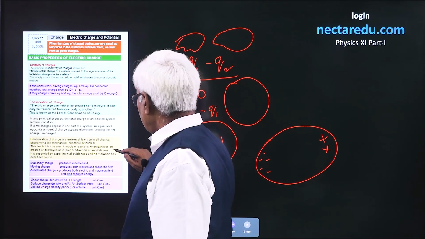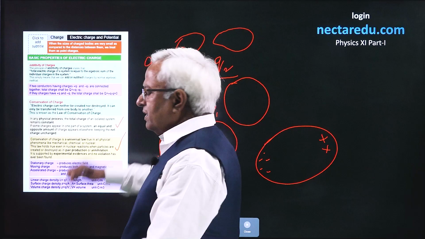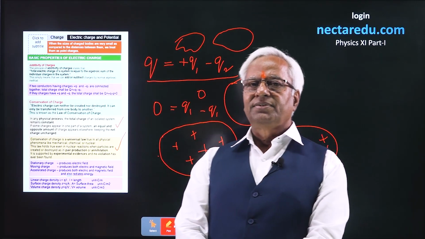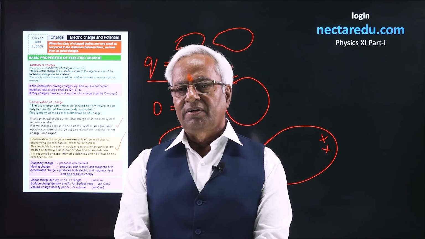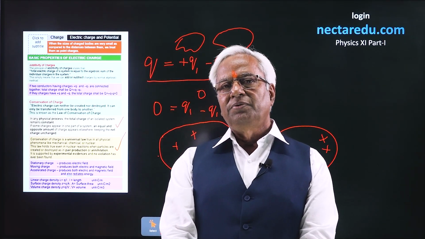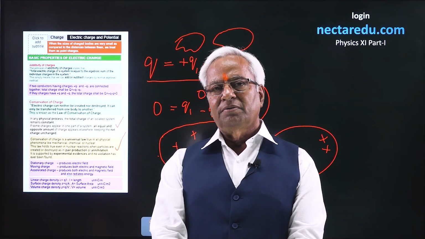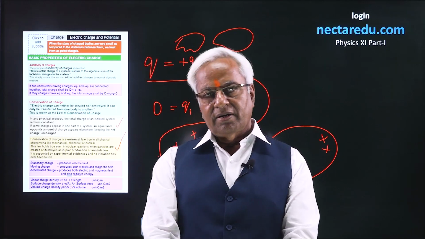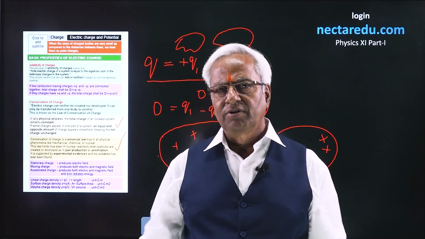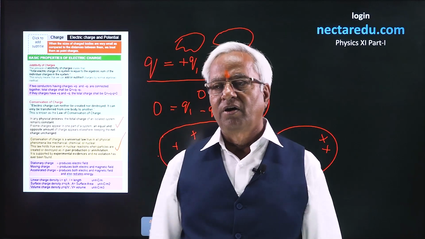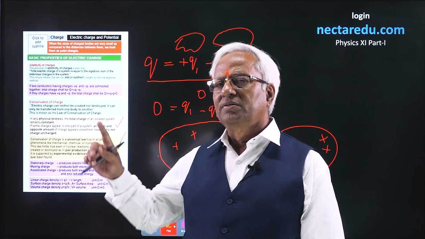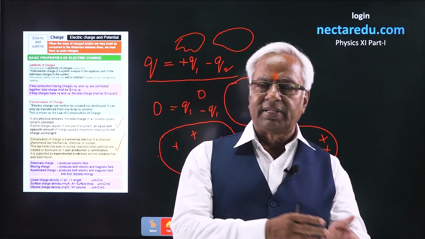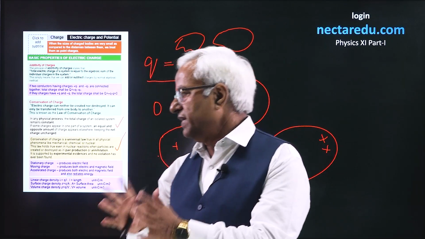Then there are many processes in which a misconception arises that charge can be produced as well. For example, when we study nuclear reactions like pair production and pair annihilation, in pair production a particle and an antiparticle are produced together, like electron and positron, proton and antiproton. But there also this law is applicable. The total amount of charge before the reaction shall prevail even after the reaction.